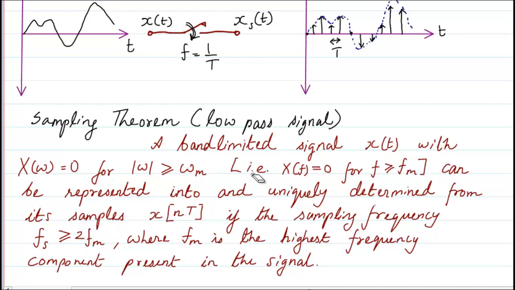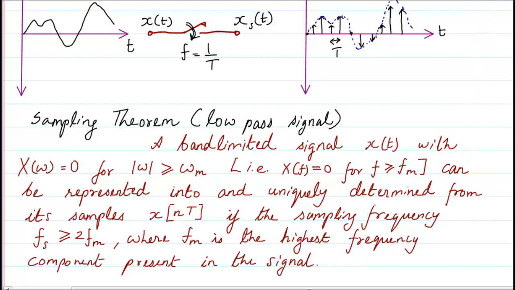So suppose I have a band limited signal with a maximum frequency of, let's say, 10 kilohertz. Then you have to sample it at a frequency greater than twice that, which is 2 into 10 kilohertz, that is 20 kilohertz. If you sample the signal with a frequency greater than 20 kilohertz, then you can uniquely get that signal x of t back from the sampled signal. Where f_m is the highest frequency component present in the signal.